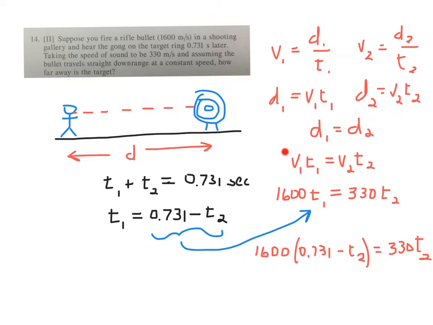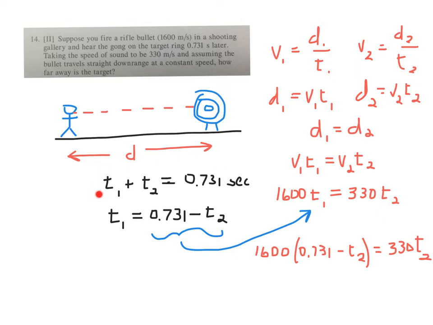And then I substituted in the speeds. The speed for the bullet is 1600 meters per second. As long as the units are consistent, I'm good. V sub 2 is the speed of sound coming back, 330 meters per second. And then the last piece of substitution, and this is not the only way to do this problem, as in many cases there are other ways to do it, but this is fairly straightforward at this point. The algebra is a little tricky, but not too bad.